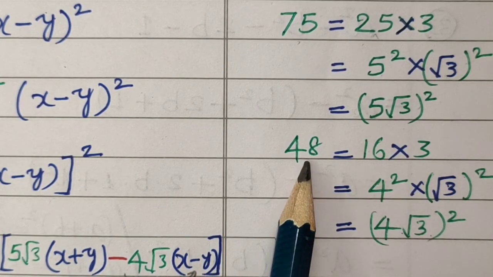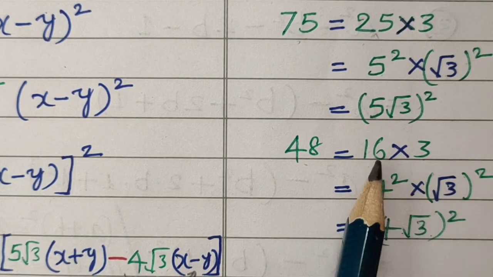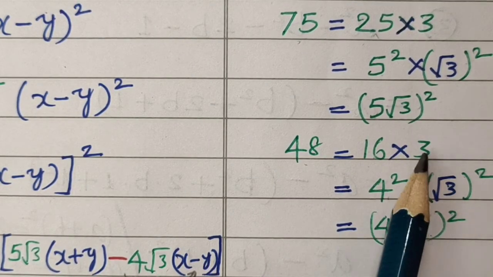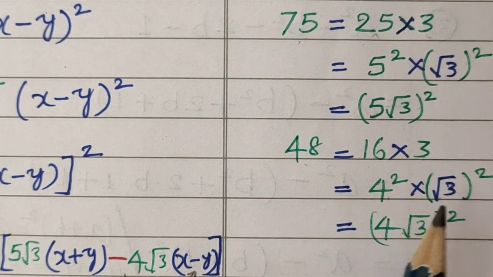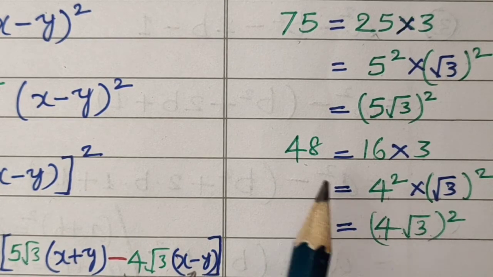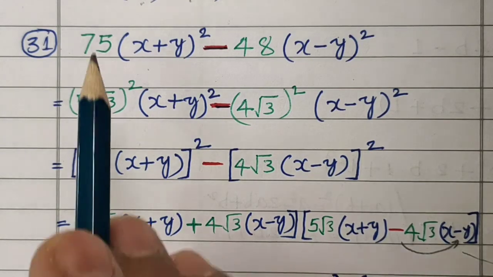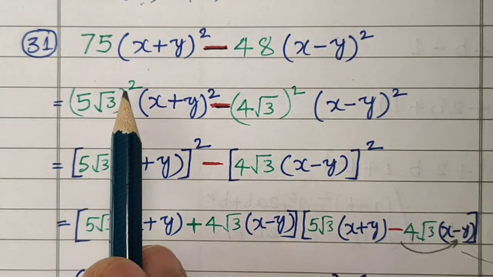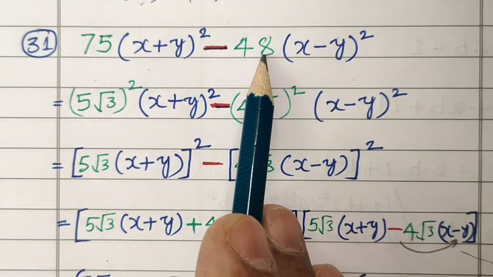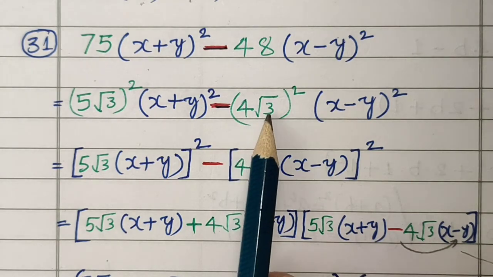In place of 48, 16 into 3. 16 can be written as 4 square. 3 can be written as root 3 whole square. Then 4 root 3 whole square will give 48. In place of 75 we can write 5 root 3 whole square. In place of 48 we can write as 4 root 3 whole square.